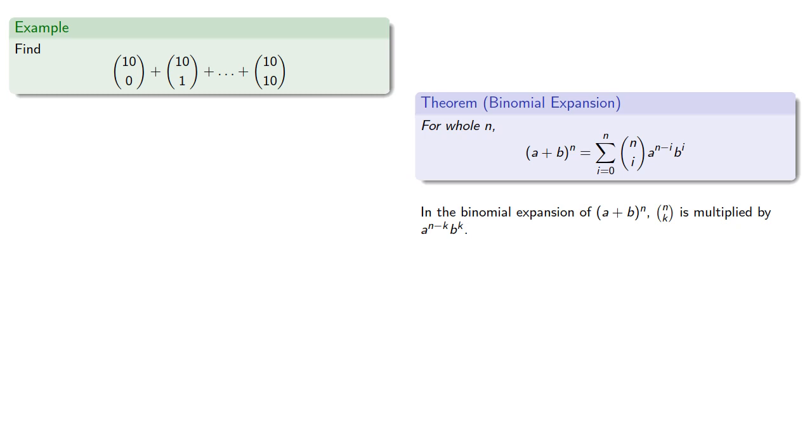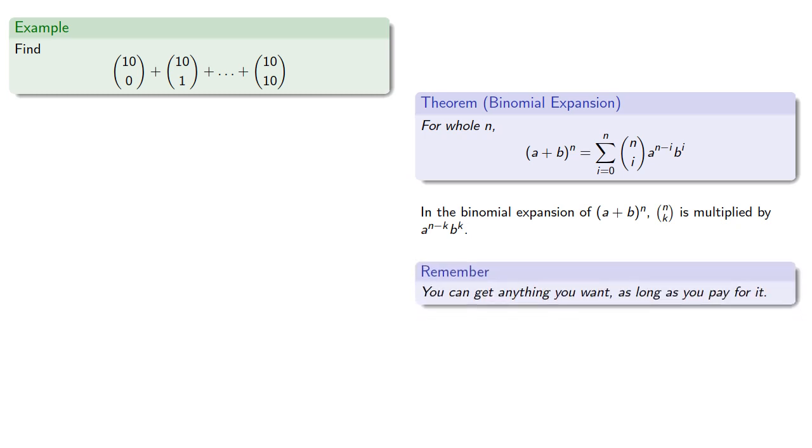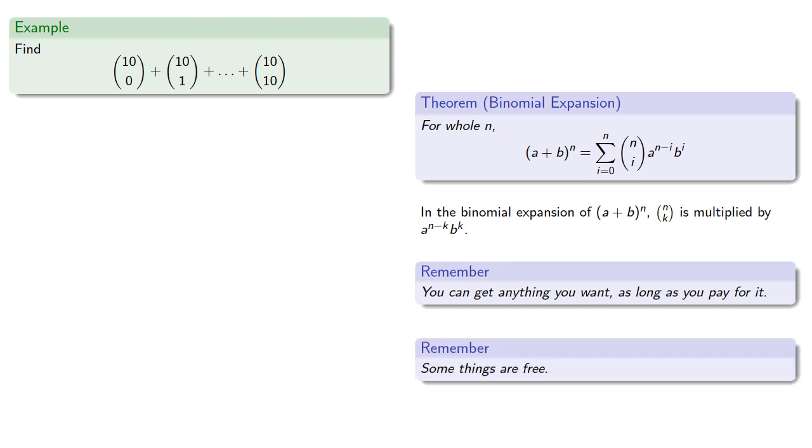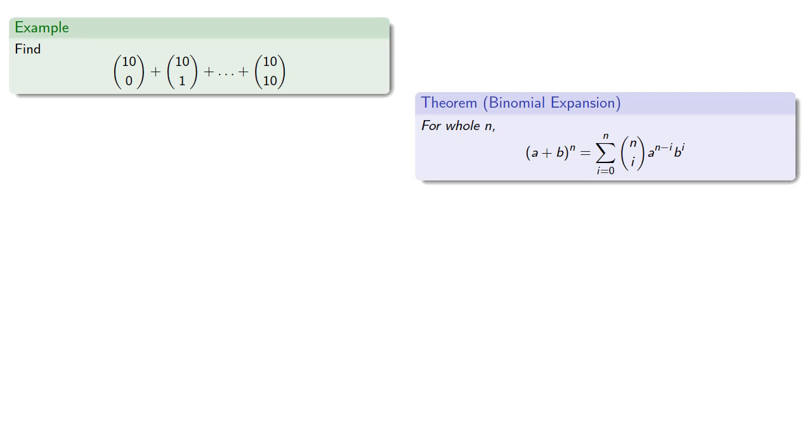So remember, you can get anything you want as long as you pay for it, but it's also worth keeping in mind, some things are free. And one of those free things is multiplication by 1. So if we want 10 choose 0 to be a power of one factor times a power of another factor, we can make both of those factors 1. So 10 choose 0 is 10 choose 0 times 1 times 1.